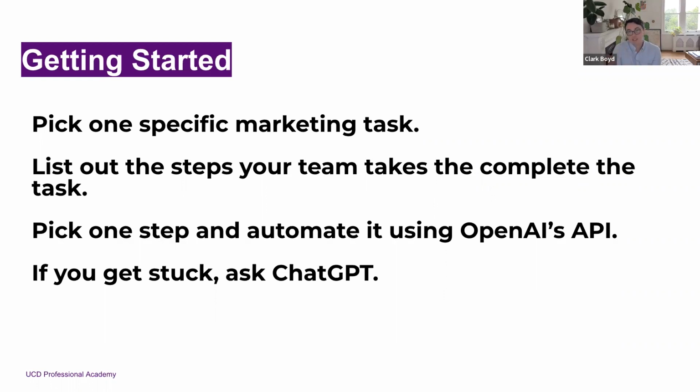List out the steps that you and your team go through to complete the task, and then pick one of them and think how it could be done differently using these API calls. It can do everything from categorizing your content for you, restructuring it, or even generating keyword ideas or ideas for events. It can pull URLs for you and analyze the content, pretty much anything. And if you get stuck, just ask ChatGPT. That's what I'm doing pretty routinely these days.